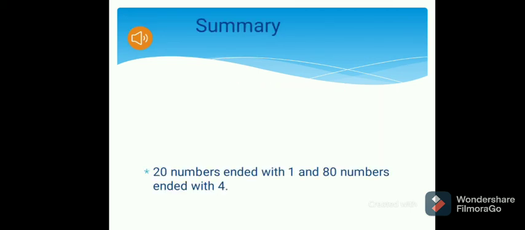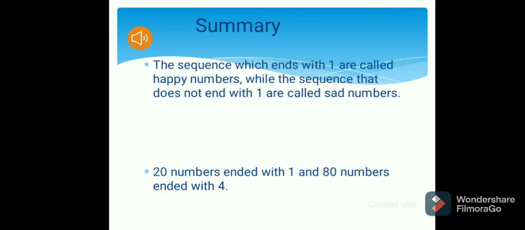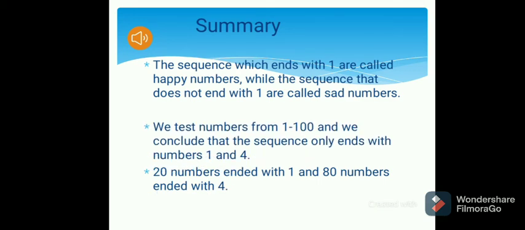Based on the investigation, by following the process in the given instructions, the sequences that end with 1 are called happy numbers, while the sequences that do not end with 1 are called sad numbers. By following the steps, we tested numbers from 1 to 100, and we concluded that the sequence only ends with 1 and number 4. And we only have 20 numbers that ended with 1 and 18 numbers that ended with 4.